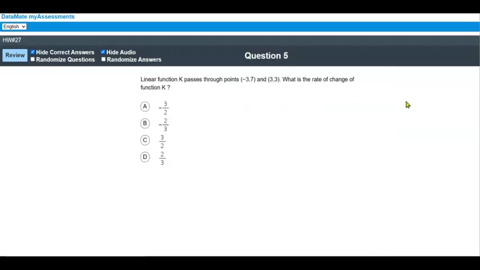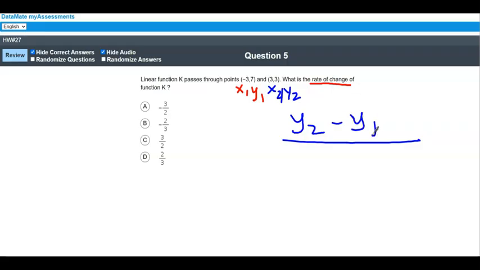This one asks you, what is the rate of change of these 2 points? Now you may remember that when you have 2 points, you call the first one x1, y1, and the second one x2, y2. And maybe you also remember the formula. The rate of change is y2 minus y1 over x2 minus x1.